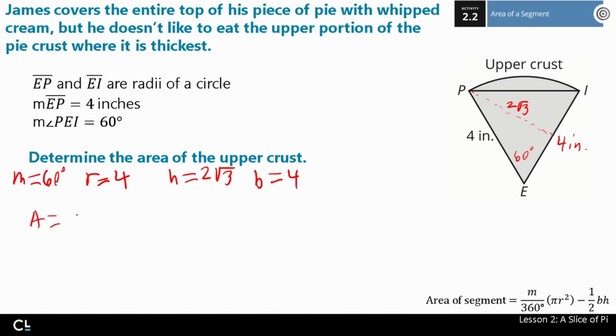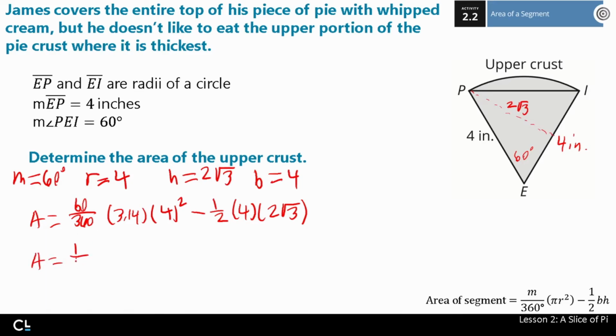So we're going to put A equals M over 360. So we get 60 over 360 times 3.14 times r, which is 4 squared, minus 1/2 times 4 times 2 radical 3. Gross formula. So we're going to take it one step at a time. First, let's simplify 60 over 360. So we're going to get A equals 1 over 6 times 3.14.